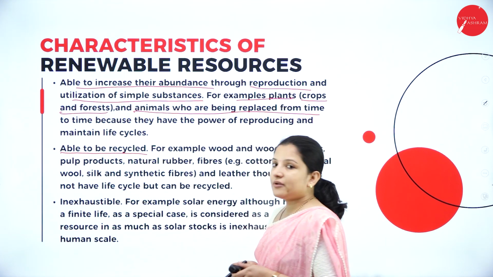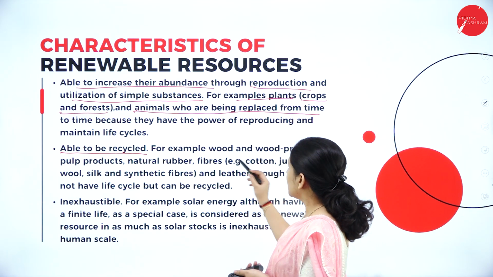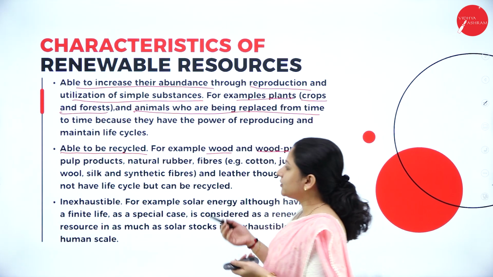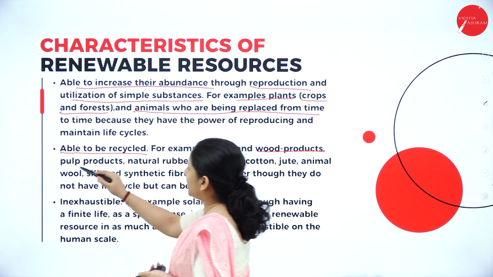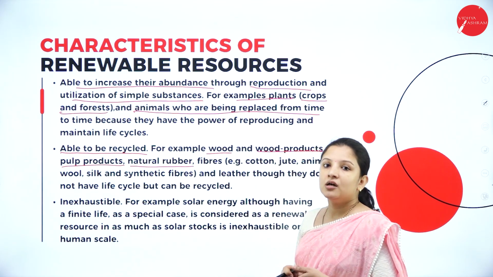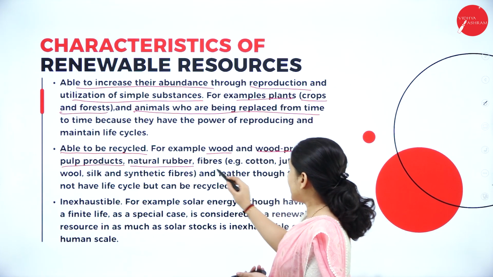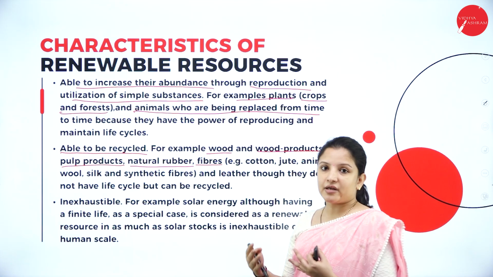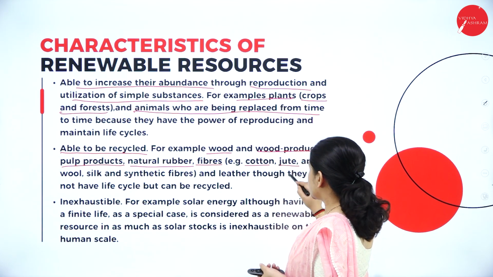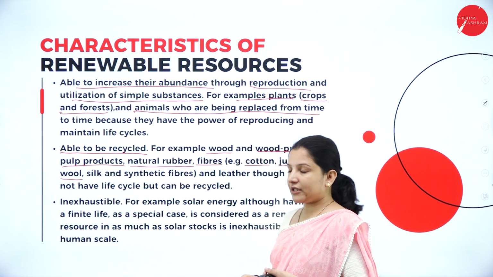So renewable resources are those which can be recycled. Say for example, we'll consider wood and wood related products such as the pulp products. Then we have natural rubber, that is got from the latex of the rubber plant. We have certain fibers that are used in making cloths, ropes and all that, like cotton, jute. Then we have animal wool, where sheep is one of the best examples of animal wool.